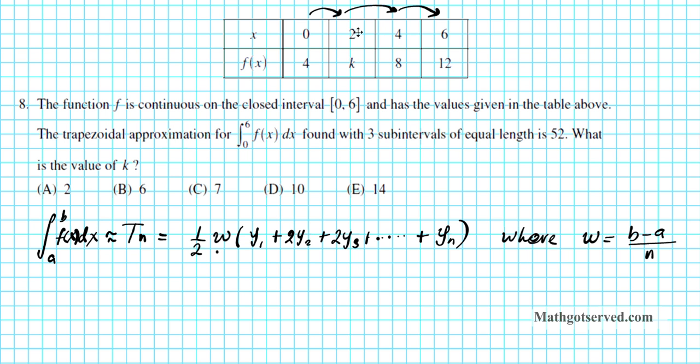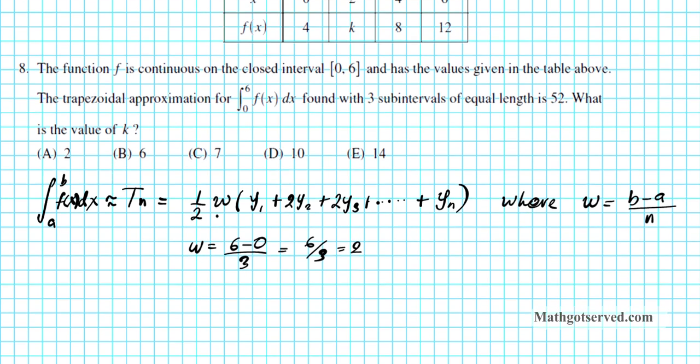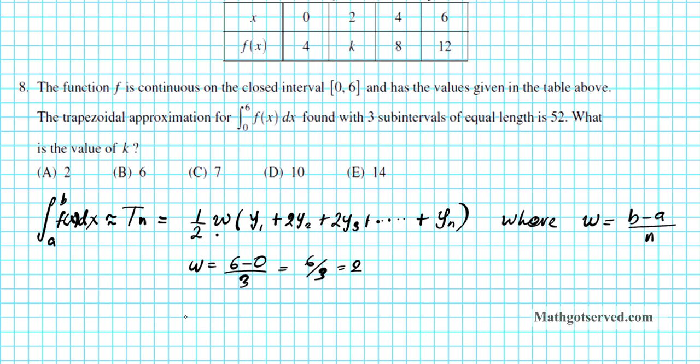So we already determined that the width of our intervals is 2. If you wanted to work it out, w is equal to 6 minus 0 over 3 subintervals. 6 over 3 is 2. We already know that. So let's go ahead and work this out. We have the trapezoidal approximation is 52.